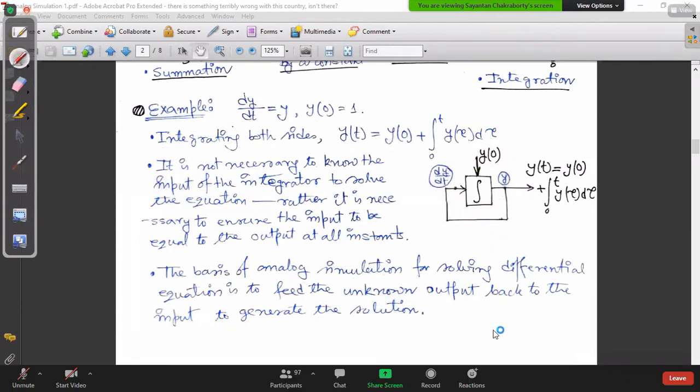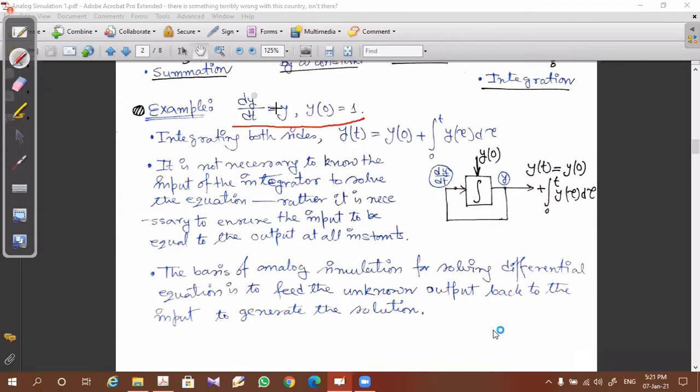So to solve this differential equation, this can be easily solved by a single integration. So this integrator is over here, right? Now we know this y(t) is nothing but dy/dt. So if we have this dy/dt signal, then this is nothing but your y(t) signal. So if this is dy/dt, you integrate dy/dt, what you get? y(t).